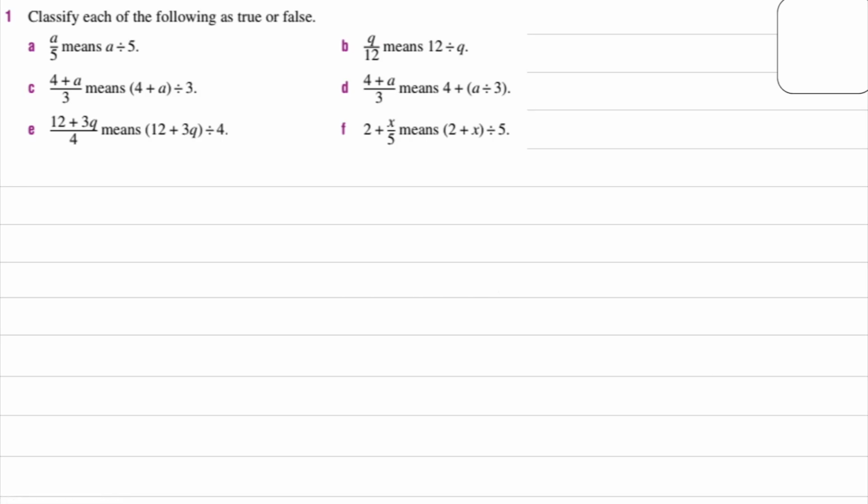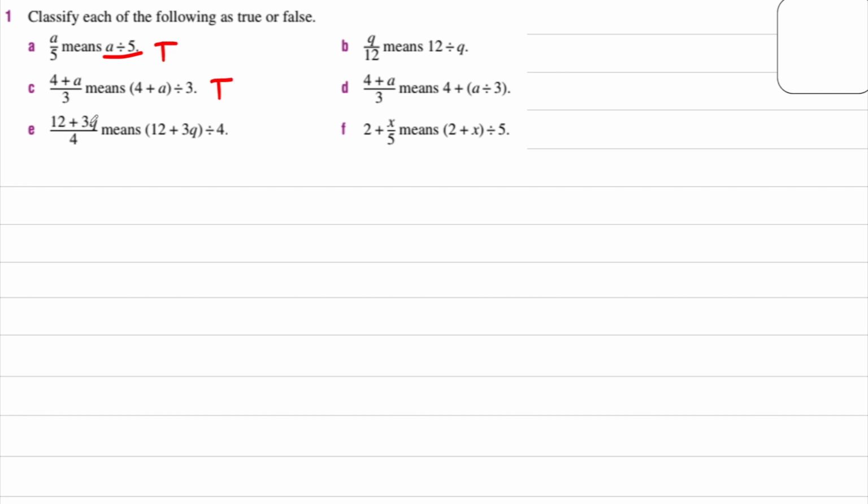In this video, we continue learning how to solve equations, and for this video, we focus on fractions. Question 1. Classify which of the following are true or false. A divided by 5 means A over 5, like here. Okay, this is right. And for the next one, here is true.